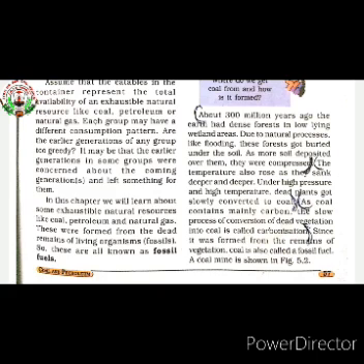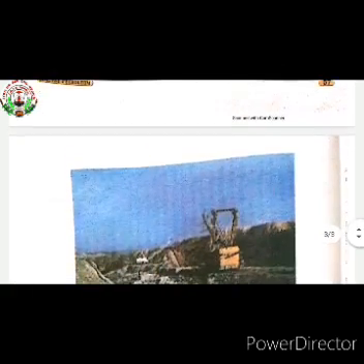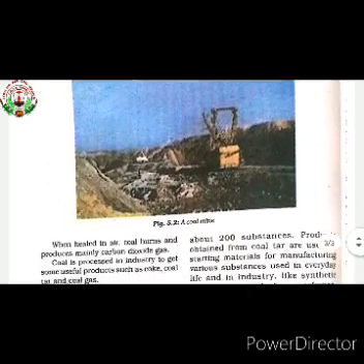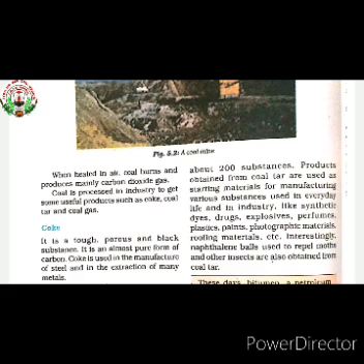So now in the previous paragraph we had learned what the uses of coal are. Now we will learn about the various products obtained from coal. The first one is coke. What is coke? Coke is the product obtained from coal.